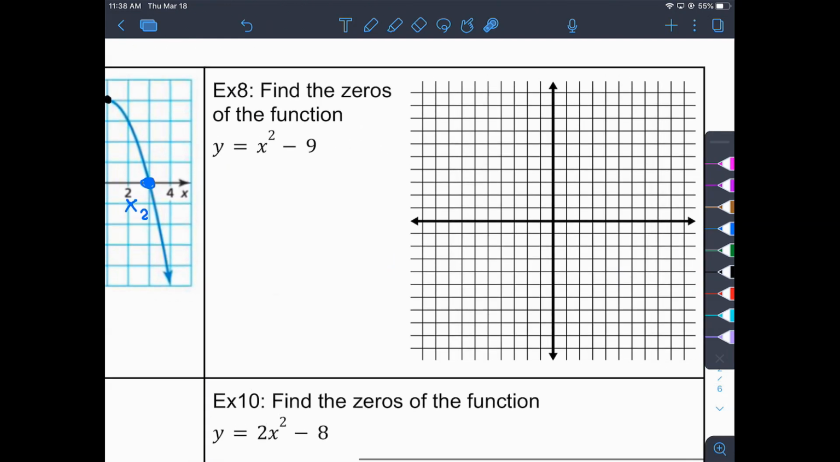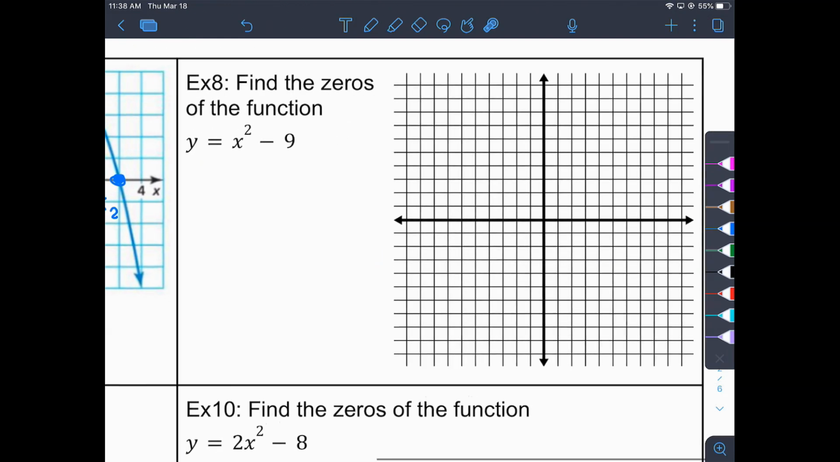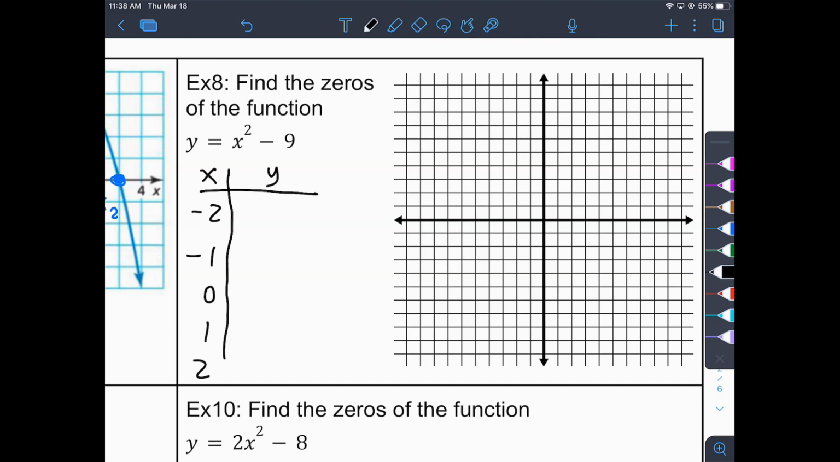However, what if it's not graphed for you? Well, then you have two options. The first option we'll consider right now is we will just go and graph this. We'll take some x coordinates. Let's just do like -2, -1, 0, 1, and 2. And let's plug them in.